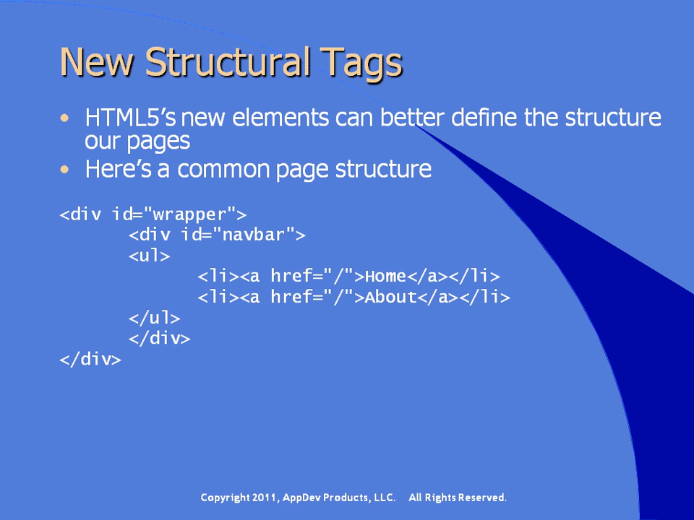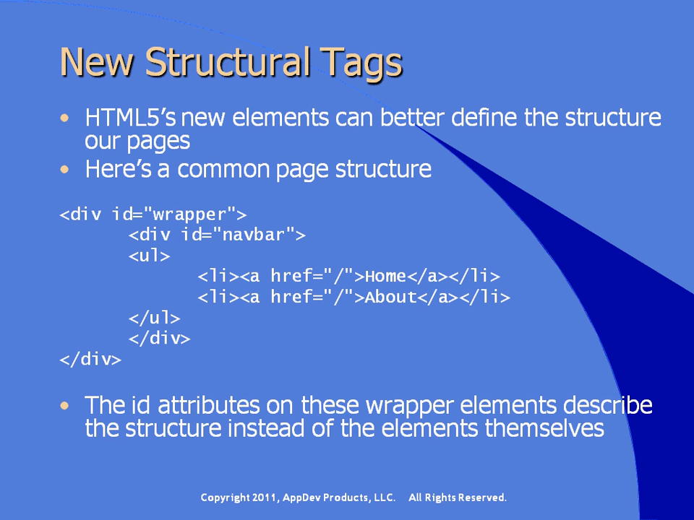So here we're seeing a div tag with an ID of wrapper, another div tag with an ID of navbar, and within that navbar div, an unordered list of links. We're seeing a home link and an about link. Now, looking at the IDs, I can tell that this must be the navigation on a web page. But if I were to take the IDs out of this code, we're going to see something that isn't very descriptive about the markup. The ID attributes describe the structure instead of the actual elements describing the structure.